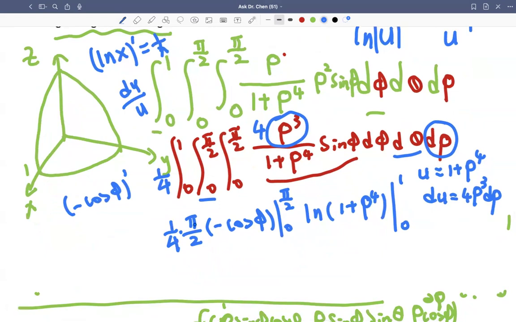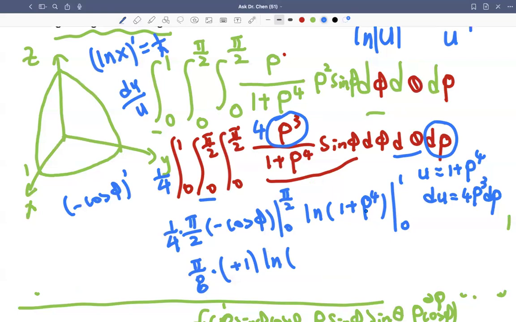Well, a quarter times pi over 2, this is pi over 8. Then multiply by negative cosine pi over 2, which is 0, minus negative cosine 0. Cosine 0 is 1, so minus negative 1 becomes plus 1. Then ln of 1 plus 0, this is ln 1, which equals 0.